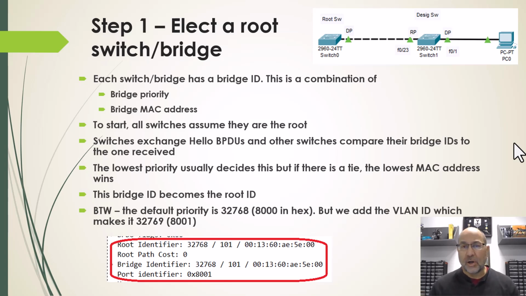Now, by default, the bridge priority is 32,768. If you convert that to hexadecimal, it's 8,000. But on Cisco devices, we add the VLAN ID. By default, the VLANs are in VLAN 1, and so that makes it 32,769 or 8,001 in hexadecimal. Now, this is just an example down here. Let's see what the operating topology looks like.